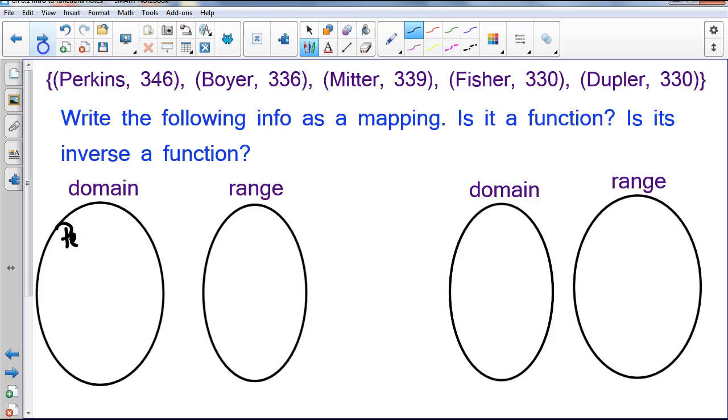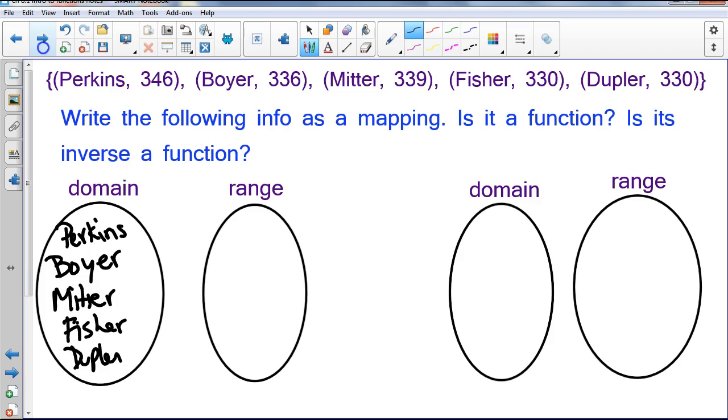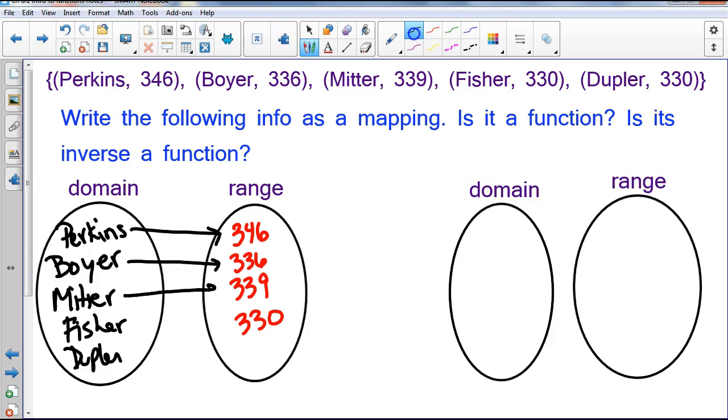So our domains again were Perkins, Boyer, Mitter, Fisher, and Dupler. Our room numbers were 346, 336, 339, and 330. And what we're going to do is draw arrows mapping our function, showing where it's beginning, where it's ending. Boyer's to 336, Mitter's to 339, Fisher and Dupler are both in room 330.